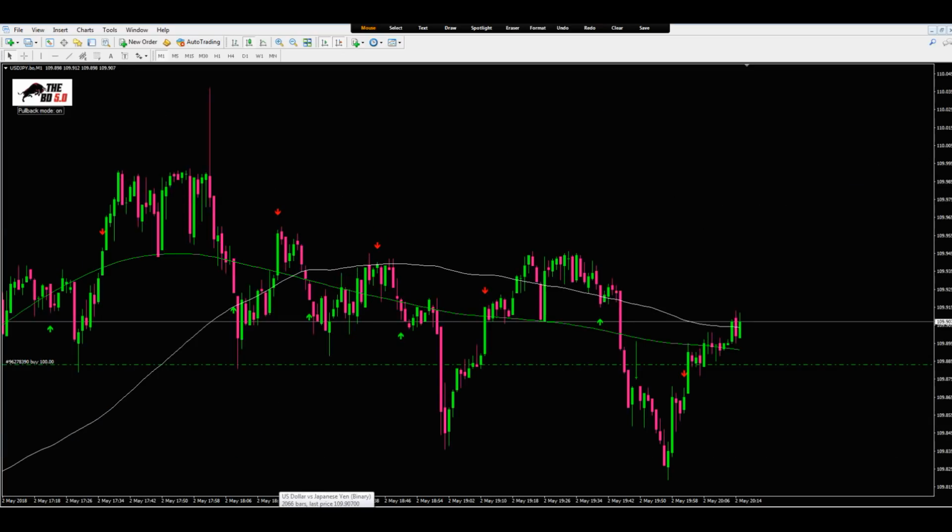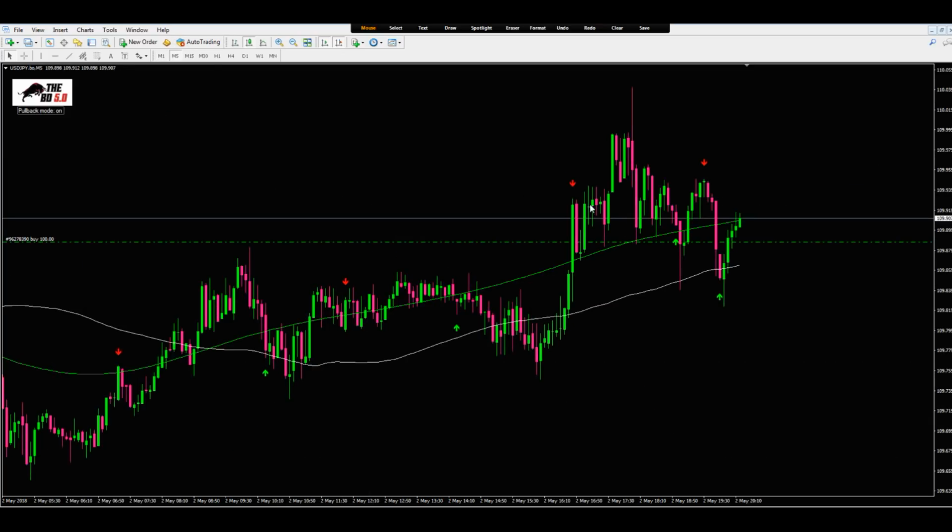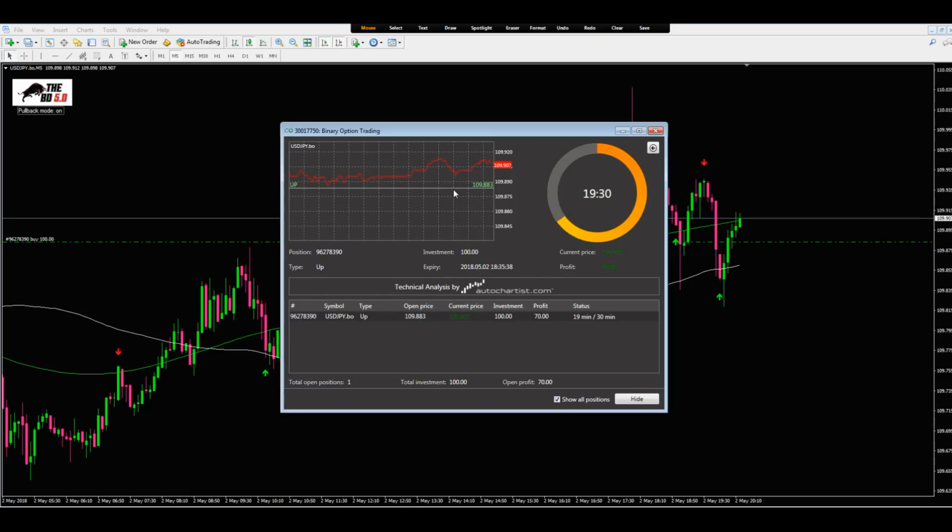Our USD/JPY trade is again, look, you can see it's nicely going into the money. That's down to the fact we're trading with the trend. Okay, we've got 19 minutes to go, which would be nice.